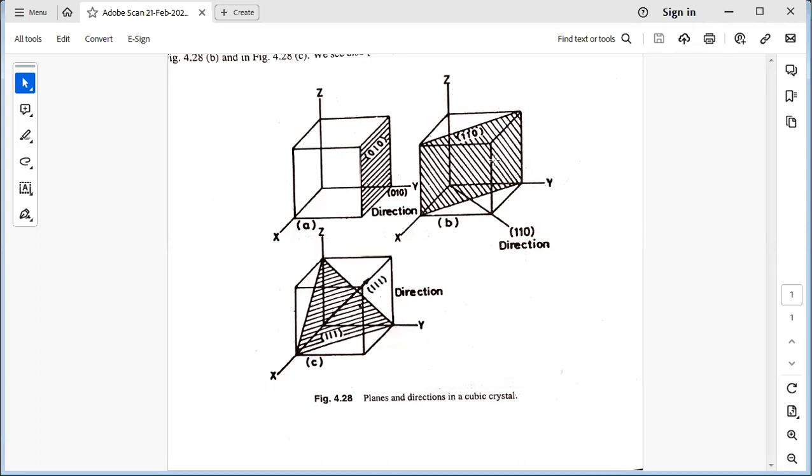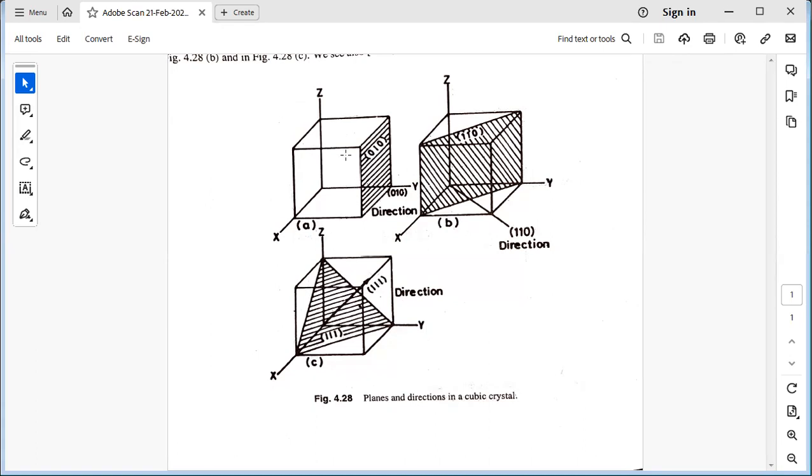Coming back to this chapter of crystallography. In this small session, I am going to explain what we mean by crystal directions and crystal planes. With the help of this diagram, we can explain what the crystal directions are first.